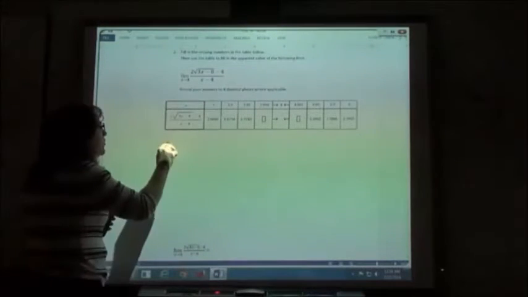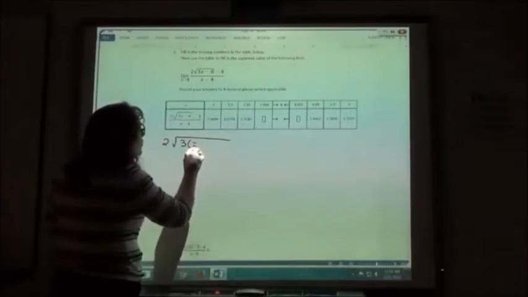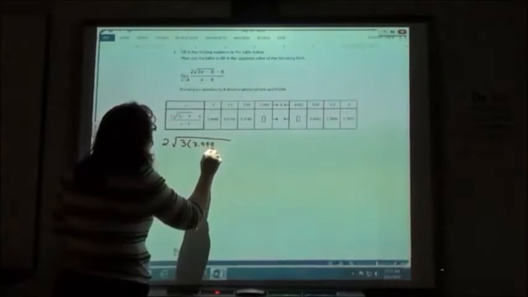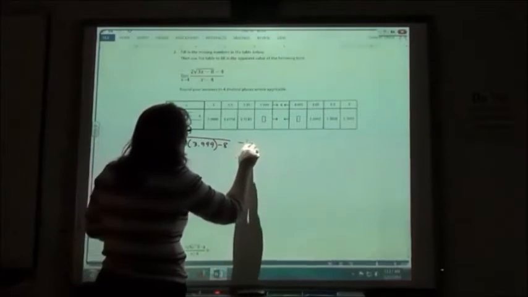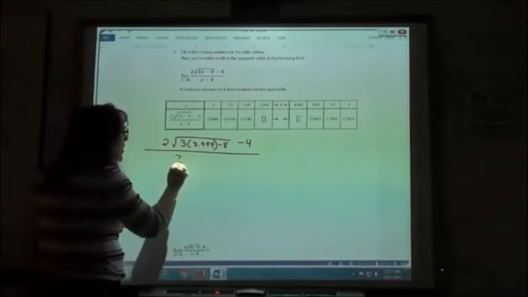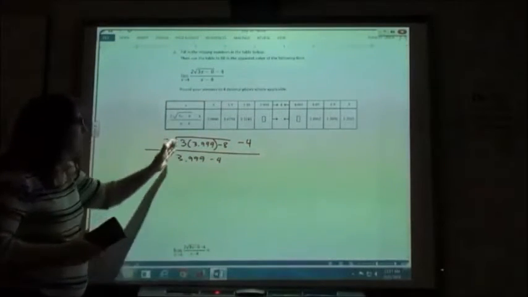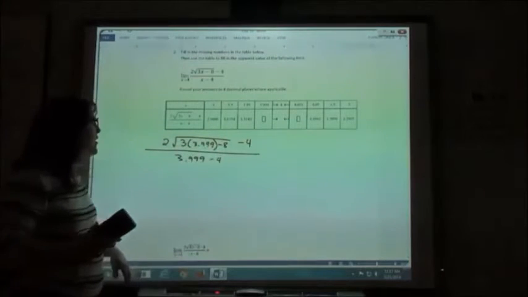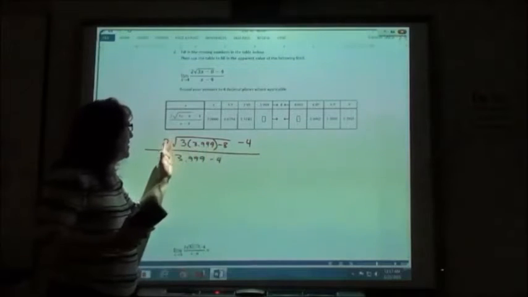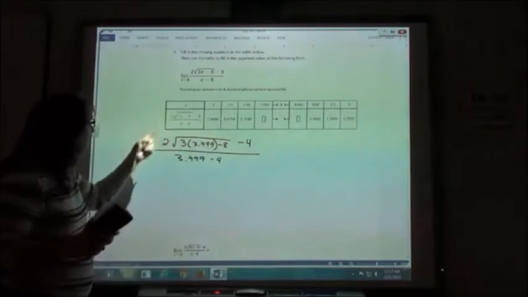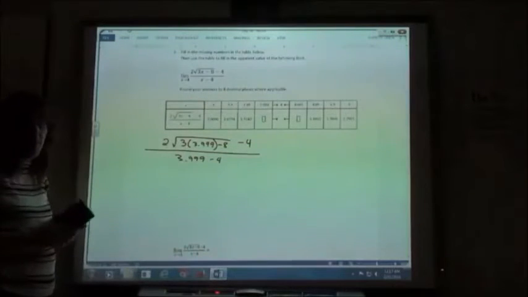So 2 times the square root of 3 times 3.999 minus 8 minus 4 over 3.999 minus 4. Now in this one you want to be careful when you put this into your calculator. I would do this part under the square root first, take the square root of your answer, times that by 2, then minus the 4. Otherwise I've got to have a bunch of parentheses in there.